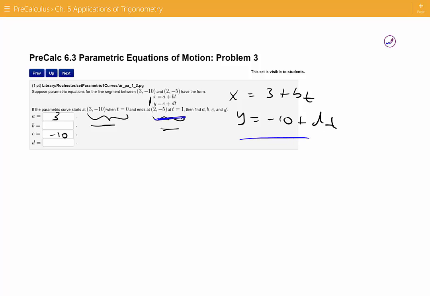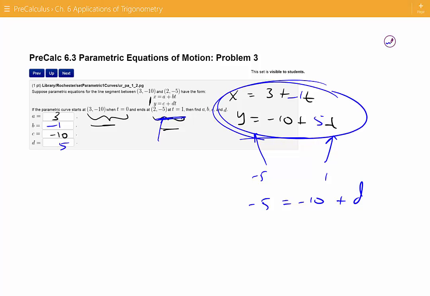Now I can use the second piece of information with these new equations that I have. So when t is 1, I'm going to take x and plug in t of 1, and x at that point is 2, so I can plug in 2 for x, subtract 3 from both sides, and find out that b is -1. So now I know b is -1, and I can do the same thing with y. Go ahead and plug in 1 for t there, and it says y is -5 in that case, so plug in -5 for y, and then solve for d. Add 10 to both sides, you get d is 5. So there's what we're looking for, our parametrics. If you graph these in your calculator in parametric mode, you will get a line segment that goes from 3, -10 to 2, -5.